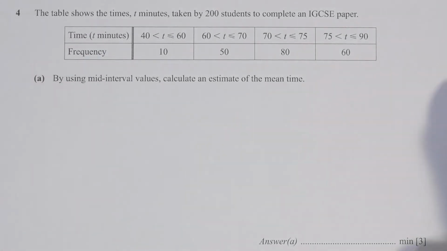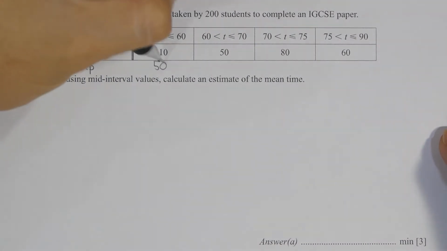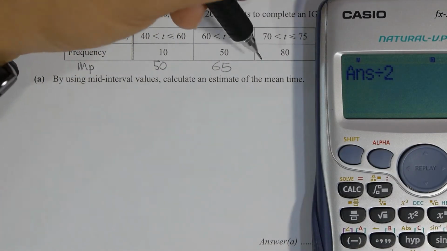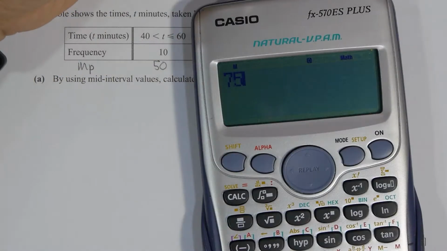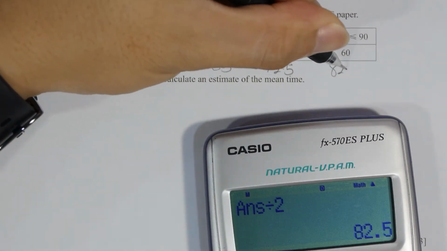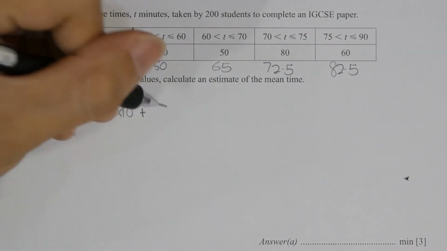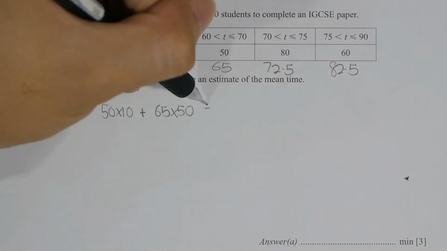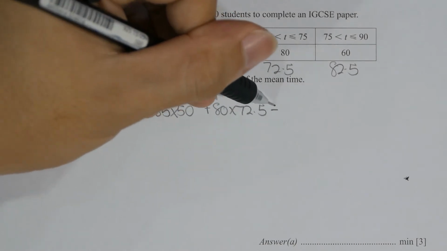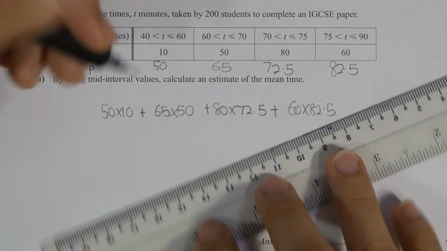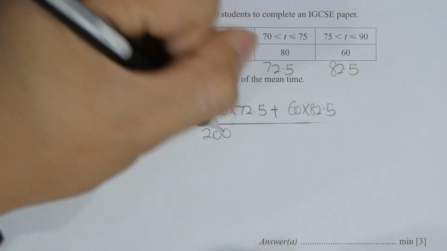For question 4A, the first thing I did was calculate the midpoint for the time interval, which is 50, 65, 72.5 and 82.5 respectively. Then I took the midpoint multiplied by their frequency and divided by the total of 200. So I get the value of 72.5.